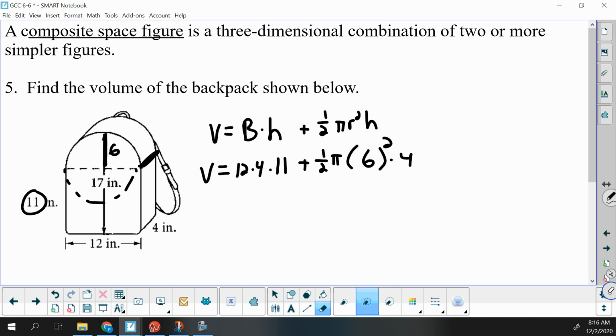Now notice it does not tell us to round. So we're going to have to do this in terms of pi. The first term is not going to have a pi, the second term is, so we'll have to keep those separate. If we do 12 times 4 times 11, that's going to give us 528. 6 squared is 36, times a half is 18, times 4 is 72. So that'll give us 72 pi. And it's a volume, so we have inches cubed. Those two terms are not like terms, so we cannot combine them, and it did not tell us to round, so we do not want to be putting the pi in the calculator.